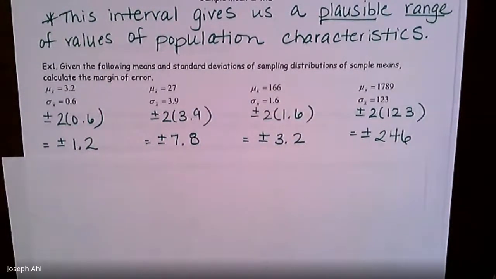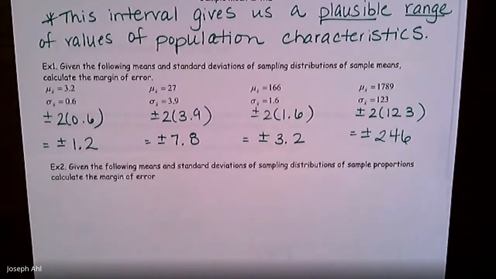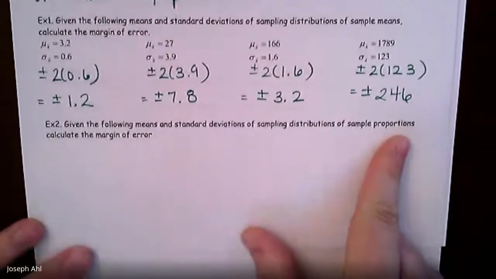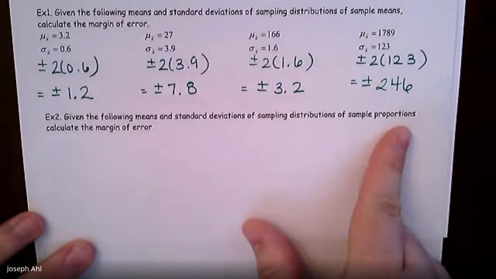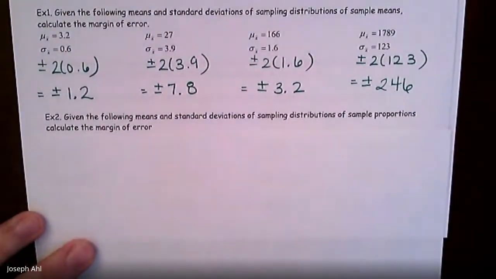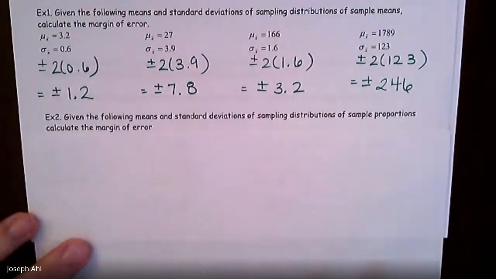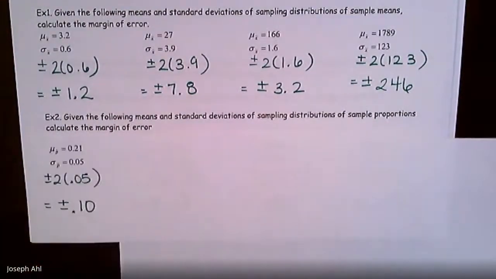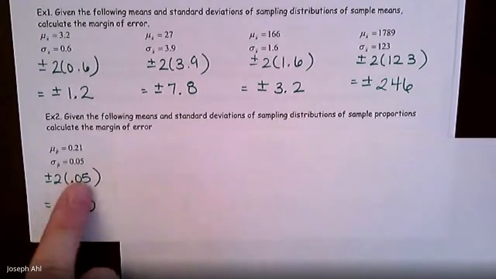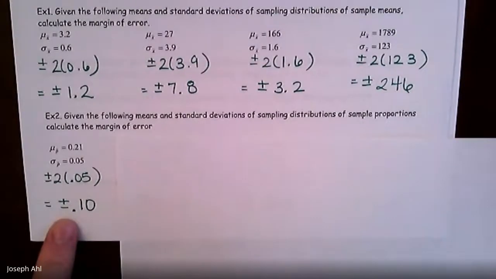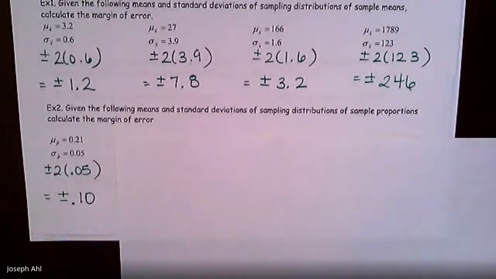And if I go down the rest of the way, if you wanted to try those, those are the other margins of error. To take a look at example 2, the only difference now is that we're not looking at sample means, we're looking at sample proportions. So that's what all of basically day 8's lesson was based off of, the difference between looking at sample means within a sampling distribution and then comparing that to when we have sample proportions. So the way you calculate the margin of error is the same way. Just take plus or minus 2 times the standard deviation. The standard deviation is 0.05. You're going to get plus or minus 0.10 for your margin of error.